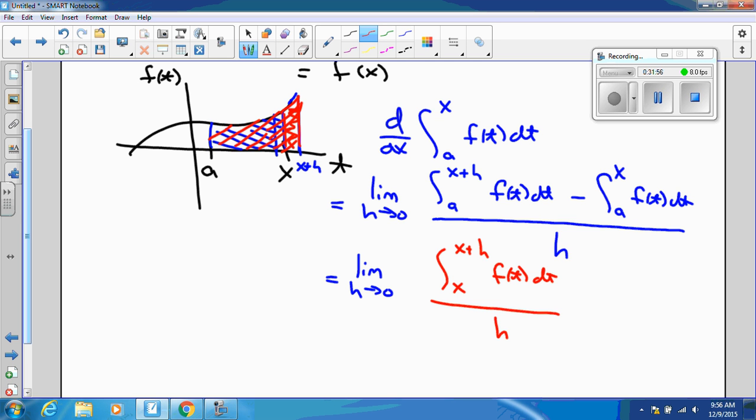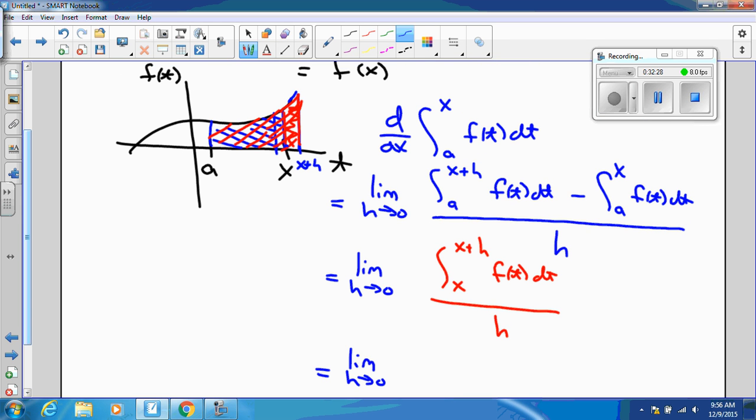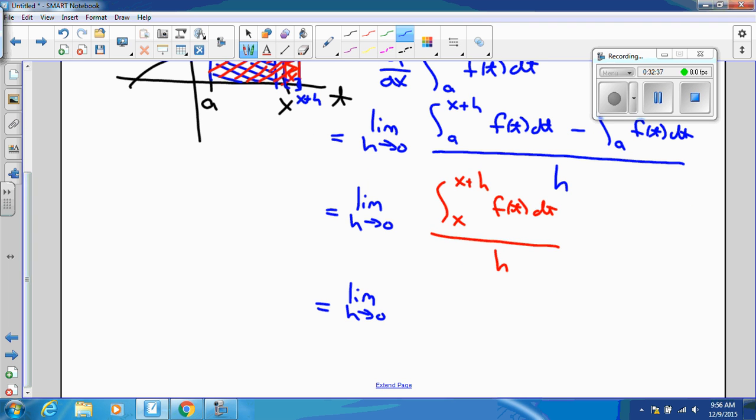Everybody with me so far? I'm appealing to the graph to make it make sense. Trying to tell you pictures. And now something wonderful happens. What I'm going to do is to replace this integral, as we discussed before, with the average value of f times the width of the integral. The average value of f is going to be taken over just the interval x to x plus h, because that's my limits of integration right here. And the width of that interval is just h.